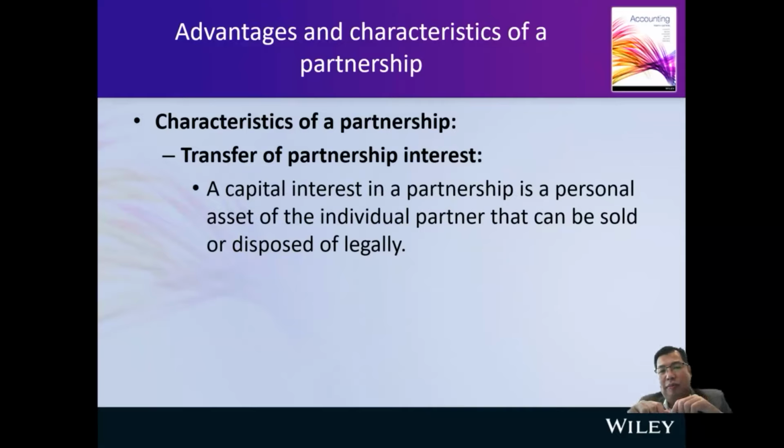About transfer of partnership interest, a capital interest in a partnership is a personal asset of the individual partner that can be sold or disposed of legally. So this is about the interest or the capital in a partnership.